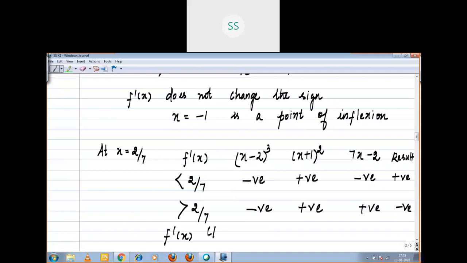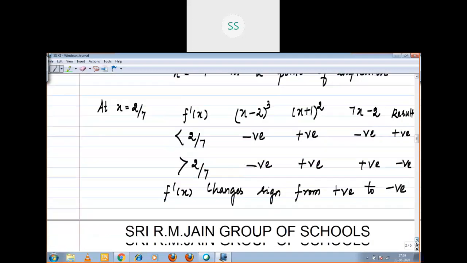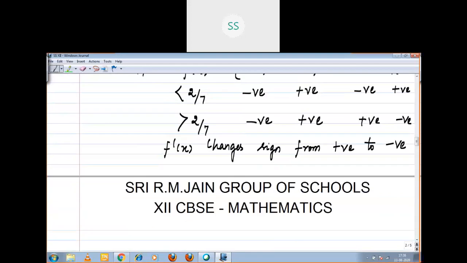F dash of x changes sign from positive to negative. That means that point is local maxima. X is equal to 2 by 7 is a point of local maxima. Got it, children? What are the things they expect? That everything we completed. One more time I will explain.